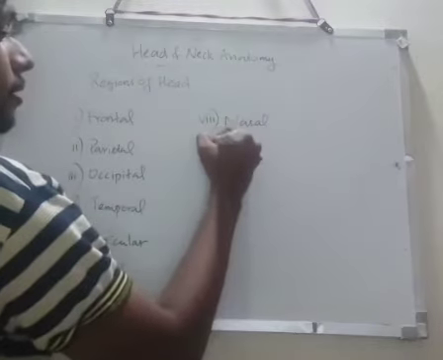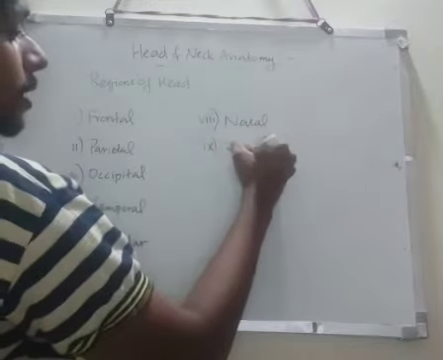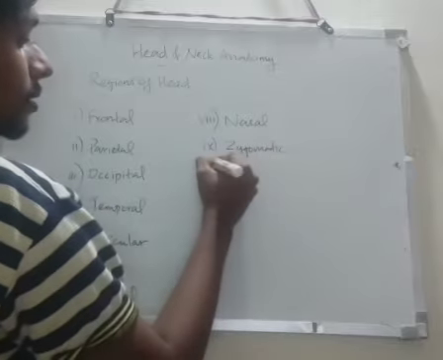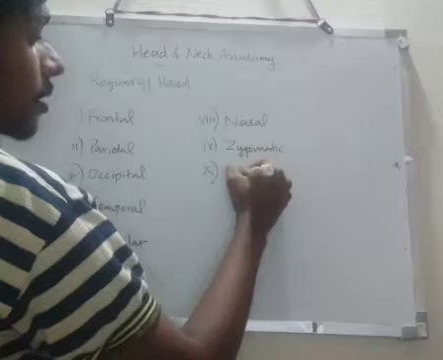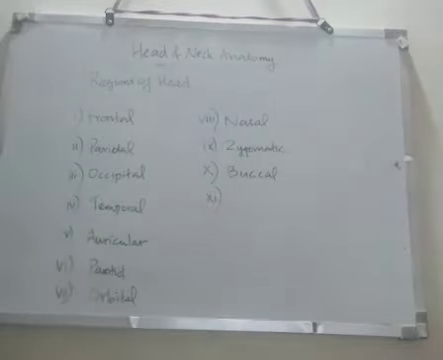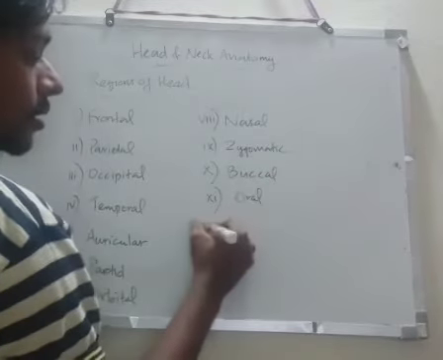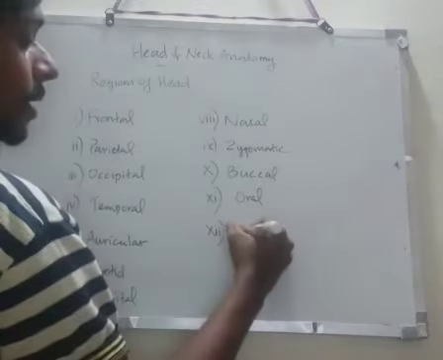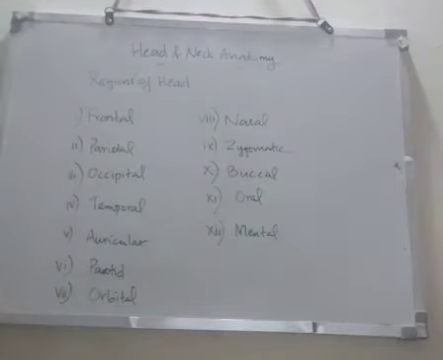Ninth, zygomatic; 10th, buccal; 11th, oral; and 12th, mental. So these are the 12 regions of the head.